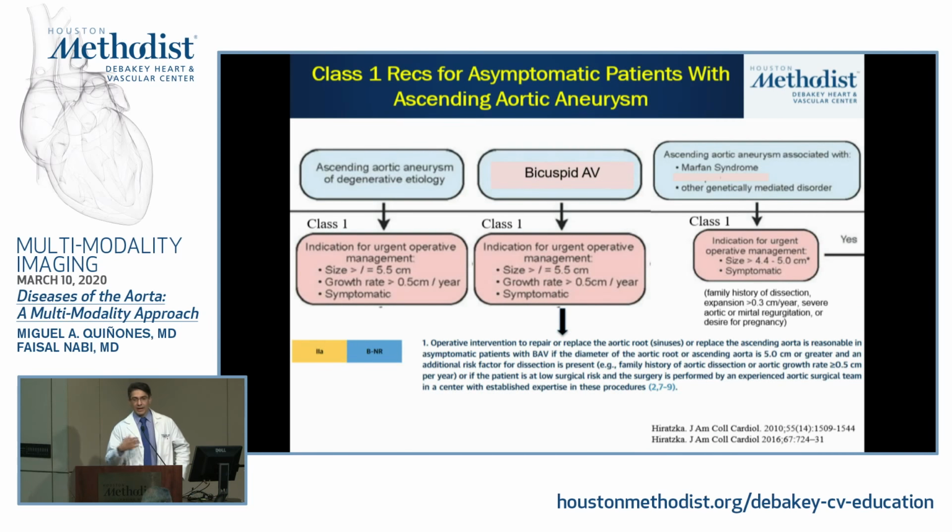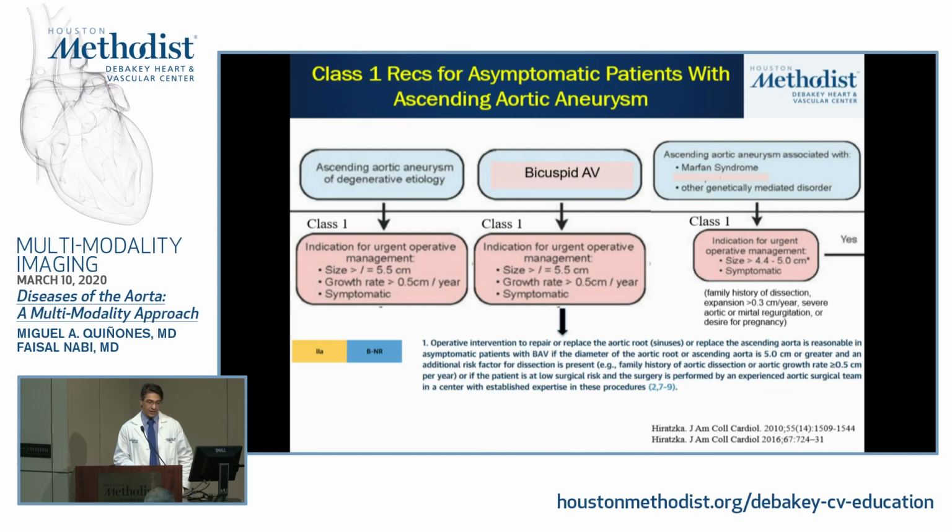So here's where I get back to what do you need to know about sizing? Well, the sizing is, when do we do something about it. So if you look at the simple ascending aortic aneurysm, the size for intervention is 5.5 centimeters, or if they're growing very fast at more than 0.5 centimeters per year, or if the patient is symptomatic.